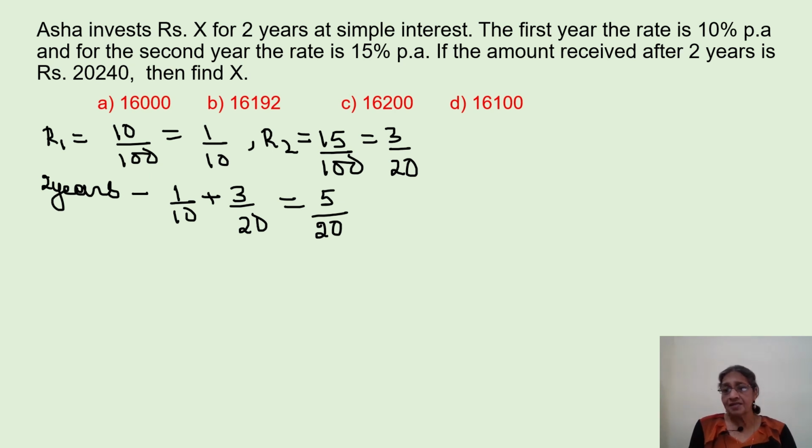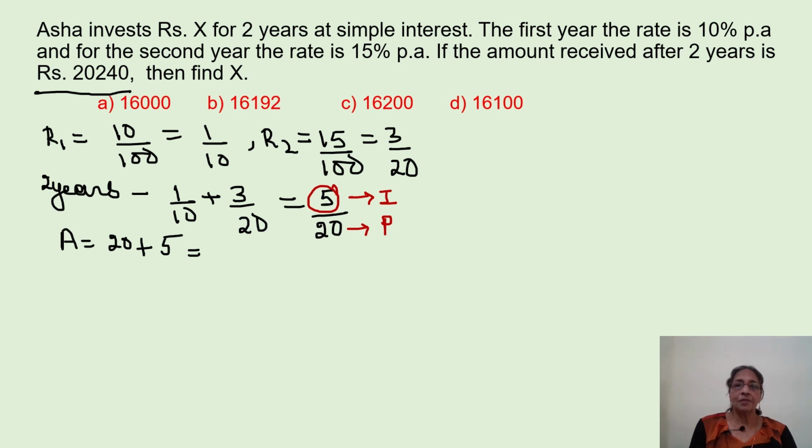Now you know what we did in the first video. You can take the ratio. So what I have here now, 5 is going to be the interest and 20 is going to be the principal. So obviously from here the amount is going to be 25. Now why am I taking the amount? Because in the sum we are given this amount.